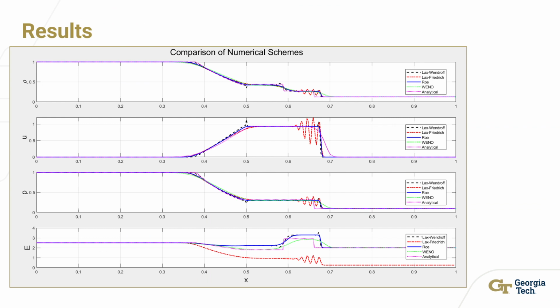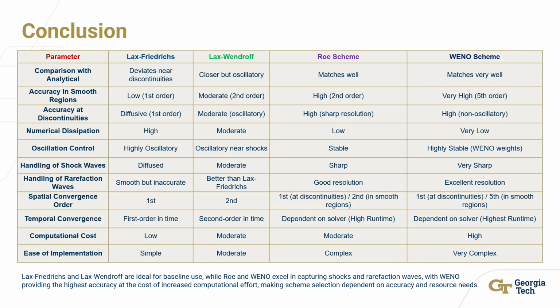The Roe scheme seems to pretty much match the analytical results, while the WENO scheme achieves the closest match to the analytical solution. Here I have compared all four schemes with different parameters, and to conclude, for baseline studies, Lax-Friedrichs or Lax-Wendroff are appropriate, offering simplicity at the cost of accuracy.